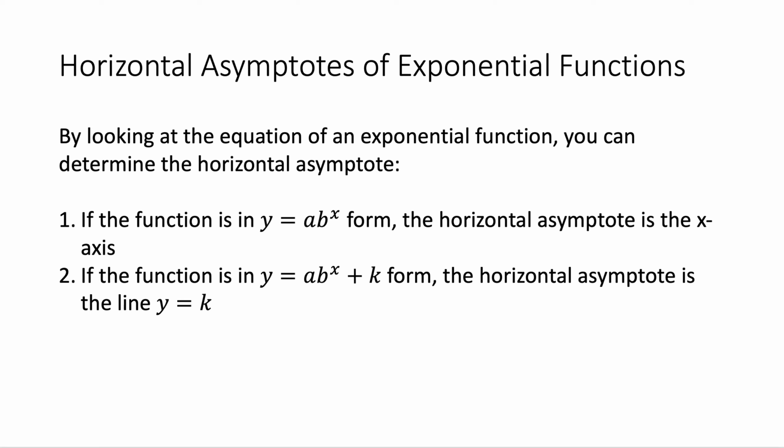So if it's in y equals ab to the x form, the horizontal asymptote is the x-axis, right, which is y equals 0. And if you think about it, it makes sense because if it's in y equals ab to the x plus k form, the horizontal asymptote is y equals k. Well, it makes sense because if you're in y equals ab to the x form, your k is basically 0, right? So that's why y equals 0 is the horizontal asymptote.